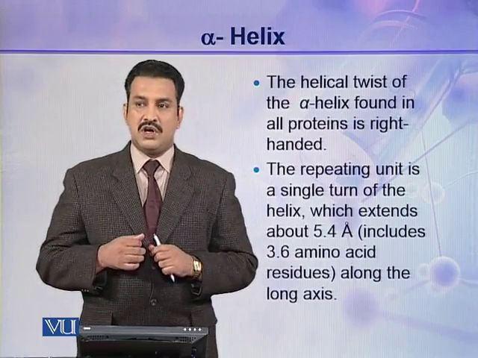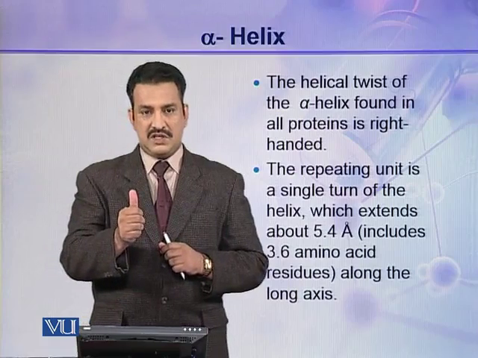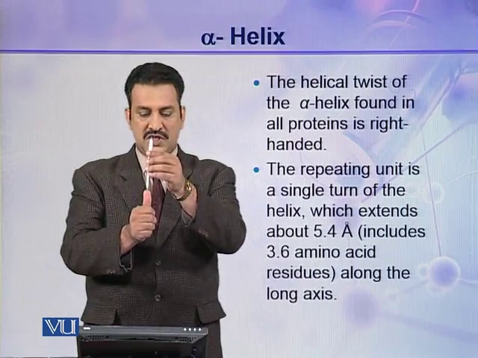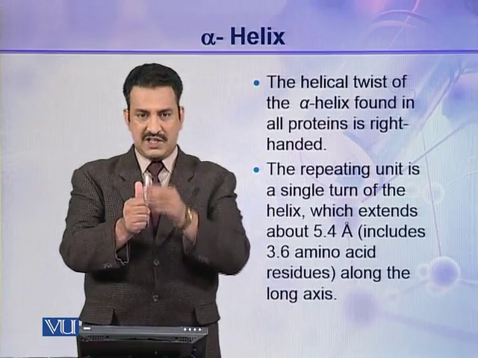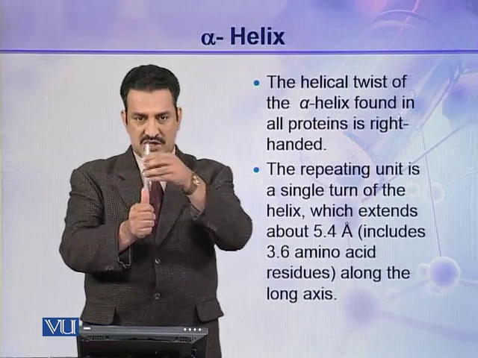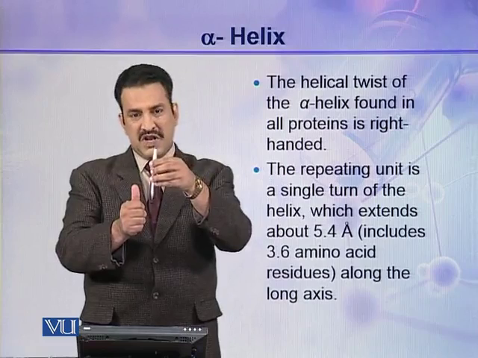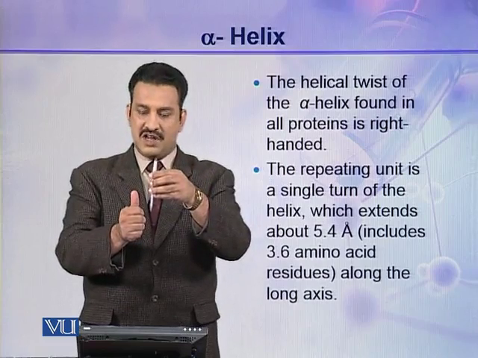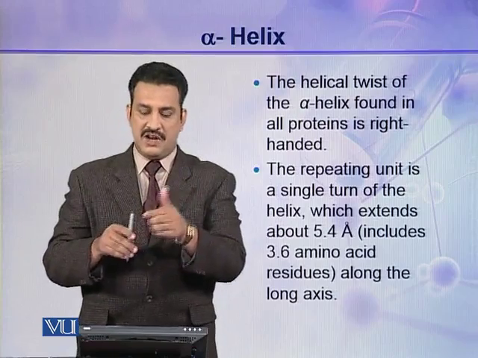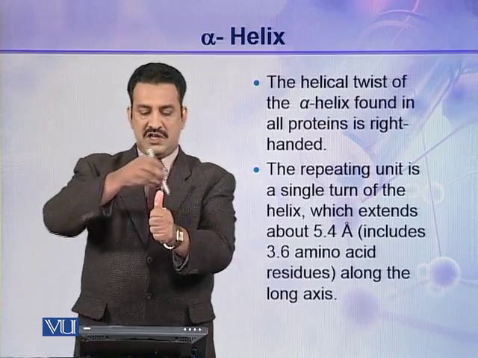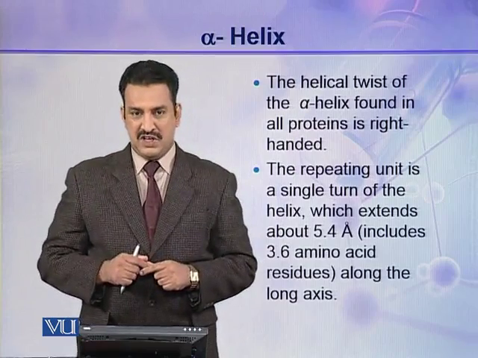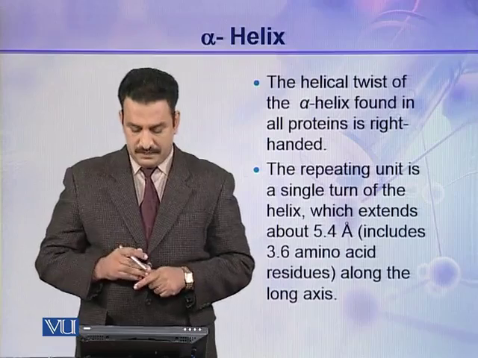So it means if we say this is the right hand and this thumb is the axis of the helix, and the fingers are coiled round this thumb, similarly our right-handed helix is coiled in this direction. And if it is left-handed coiled, that means it is coiled like this. So alpha helix in the protein is right-handed.